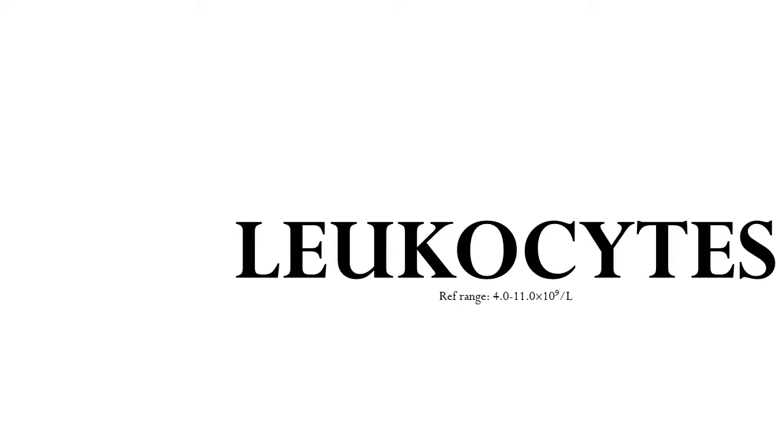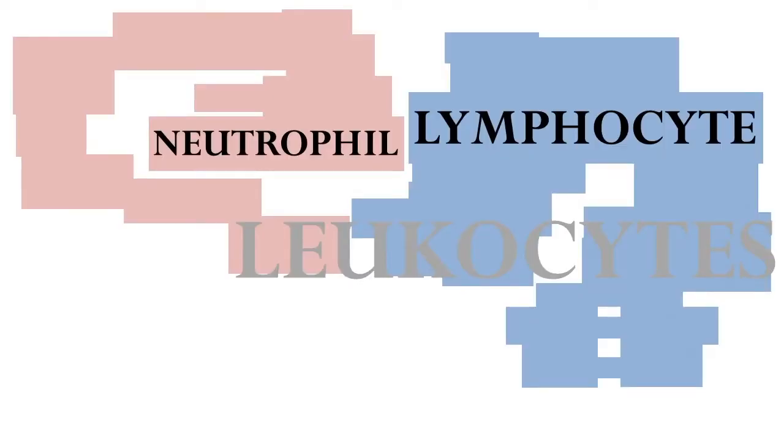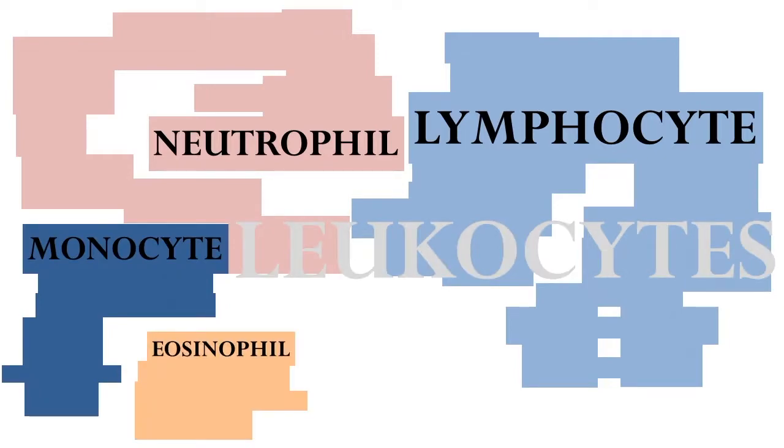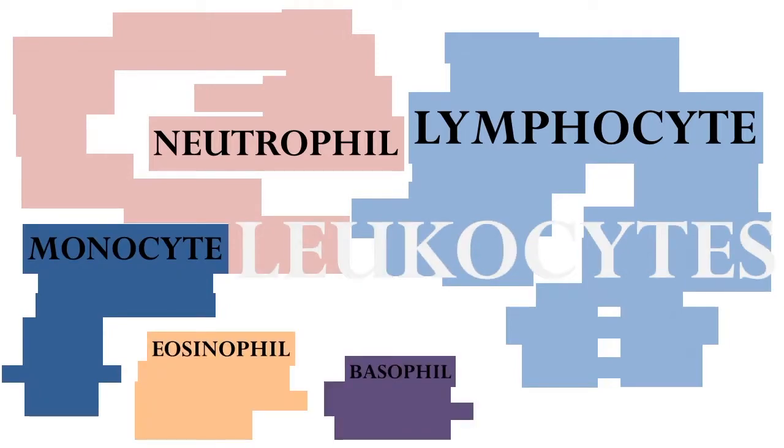Name the 5 WBCs in order of highest to lowest concentration. Neutrophil, lymphocyte, monocyte, eosinophil, basophil.